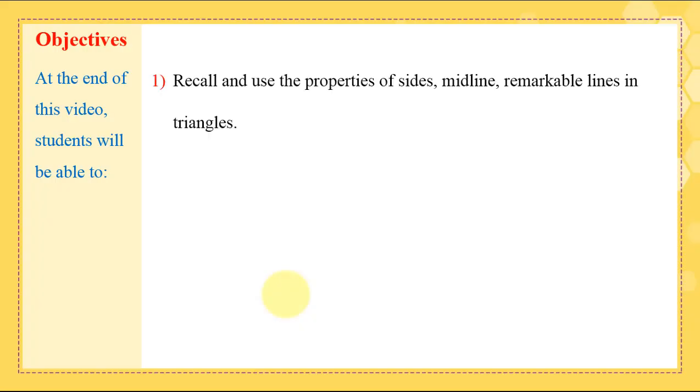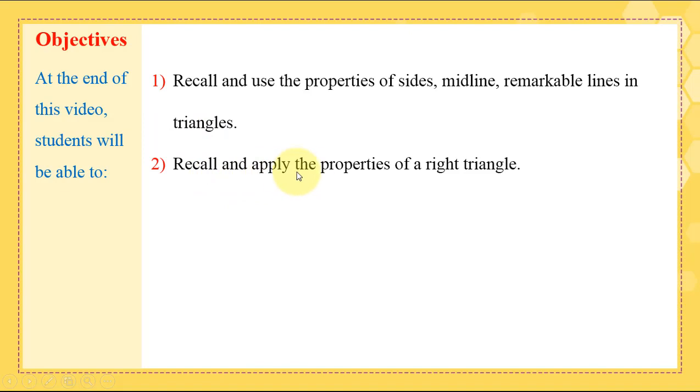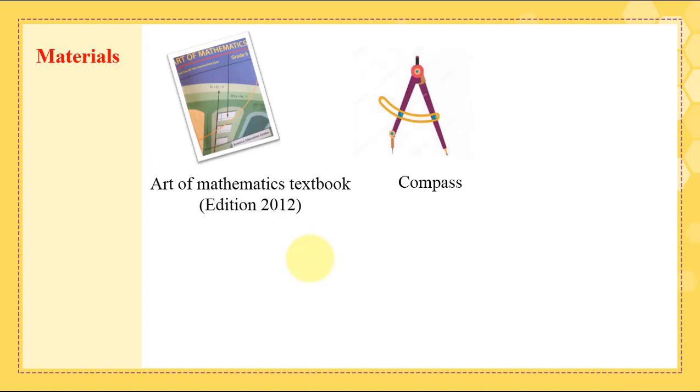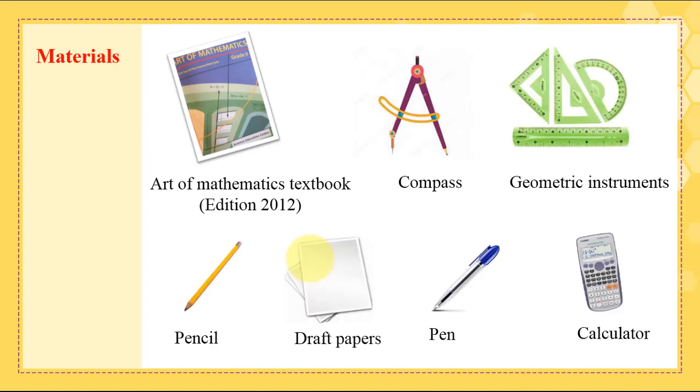Our objectives are: recall and use the properties of sides, midline, and remarkable lines in triangles. Recall and apply the properties of a right triangle. Recall about central and axial symmetry. Recall about quadrilaterals and special parallelograms. These are the materials you should prepare before you start.